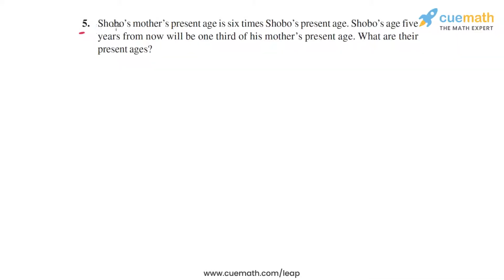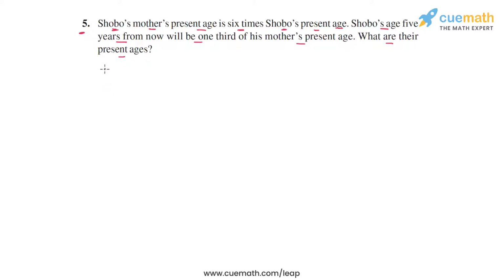Question 5 says that Shobo's mother's present age is 6 times Shobo's present age. Shobo's age 5 years from now will be 1/3 of his mother's present age. What are their present ages? So the unknowns in this problem are the present ages of Shobo and that of his mother.